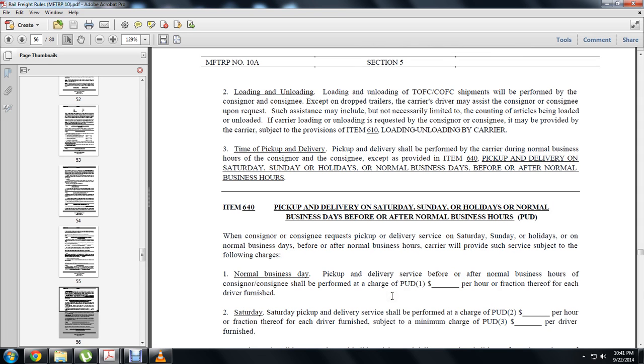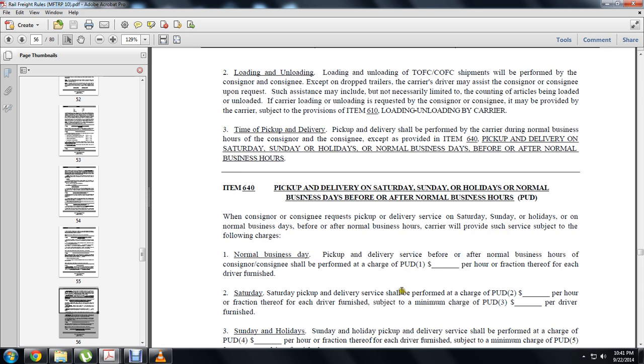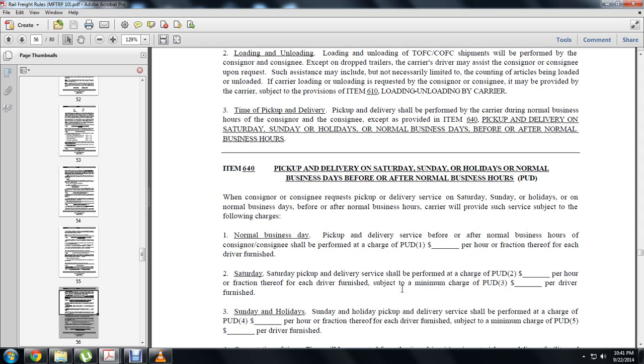Normal business day pickup and delivery service before and after the normal business hours of the consignor and consignee shall be performed at the charge of PUD 1, a blank amount of dollars per hour or fraction thereof for each driver furnished. Saturday pickup and delivery services shall be performed at the charge of PUD 2 per hour or fraction thereof that each driver is furnished, subject to the minimum charge of PUD 3 per driver furnished.